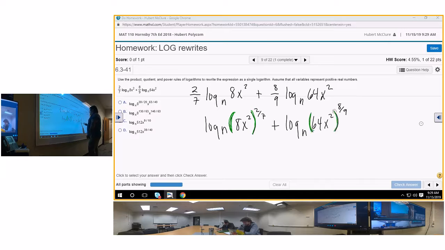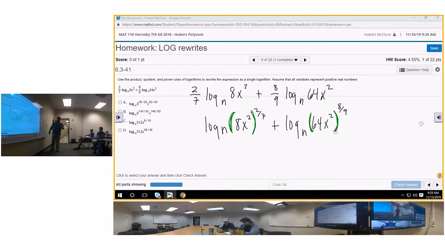Now why did I do that? Because that 8/9 now goes with the 64 and the x squared. If you don't use those parentheses, what is the common mistake students make? They just apply it to the x squared, and then they whine and complain because they got the problem wrong. So make sure you don't do that.